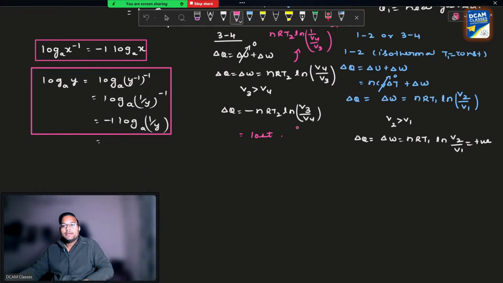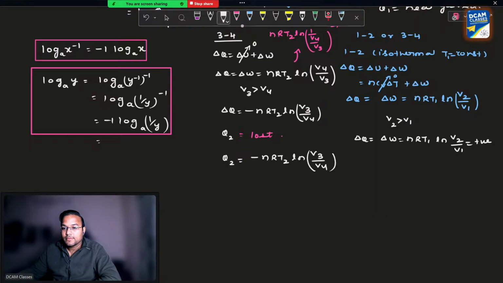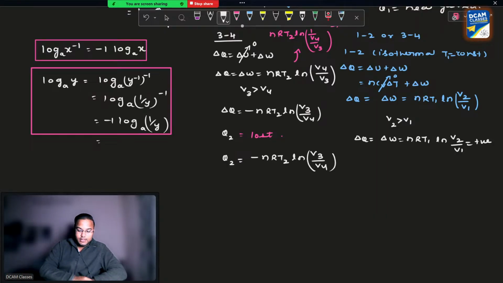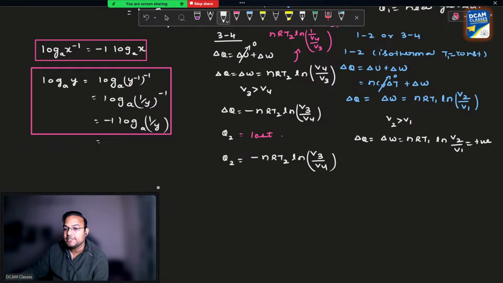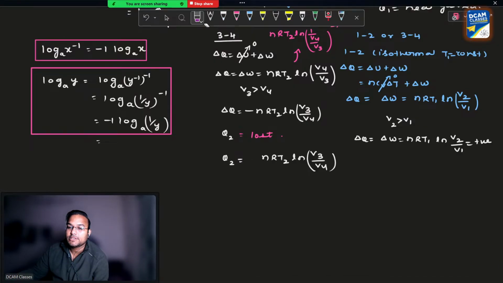So what I was doing, heat is lost. This is Q2. So this is the value of Q2. Q2 is equal to minus nRT2 ln V3 by V4. Correct? Yes, sir. Now this negative sign shows it's being lost. So quantity wise, I'll just put it as positive because I know the heat has got lost.